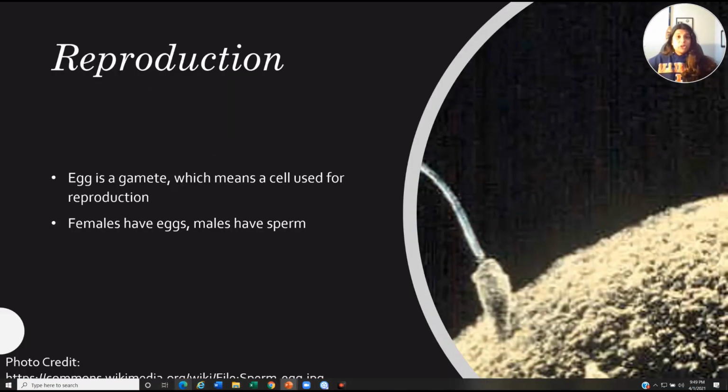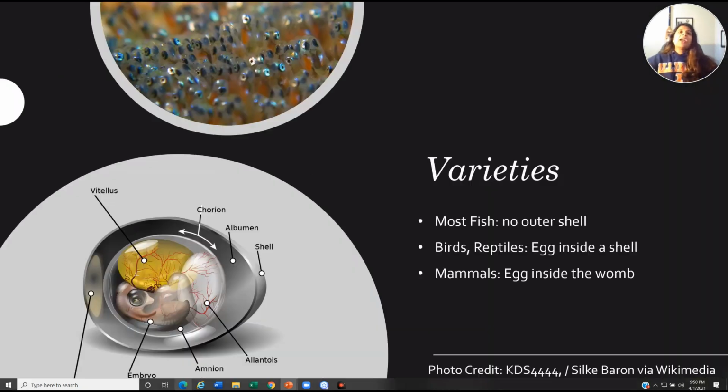Egg is a gamete, which means it is a cell used for reproduction. So the larger gamete is the egg, and the smaller gamete is called the sperm. And when the sperm and egg meet, they form the zygote, which is the child. And there are different kinds of eggs.